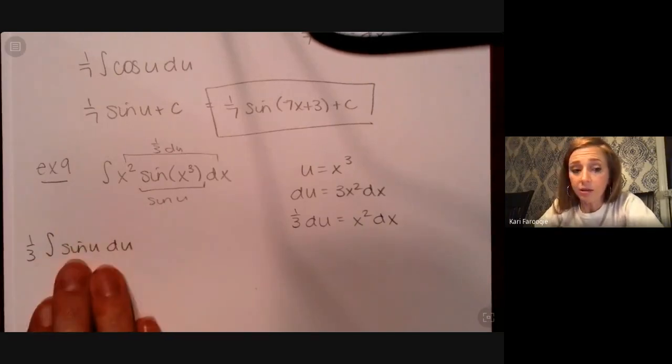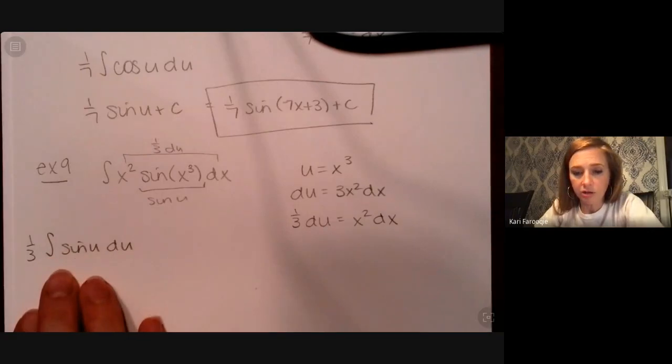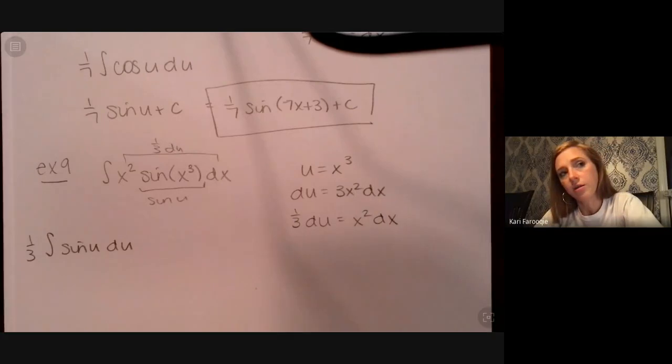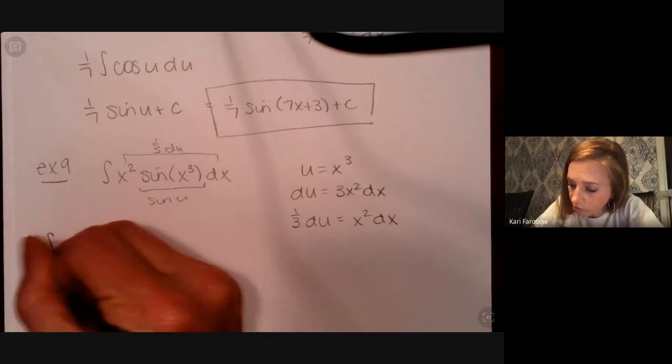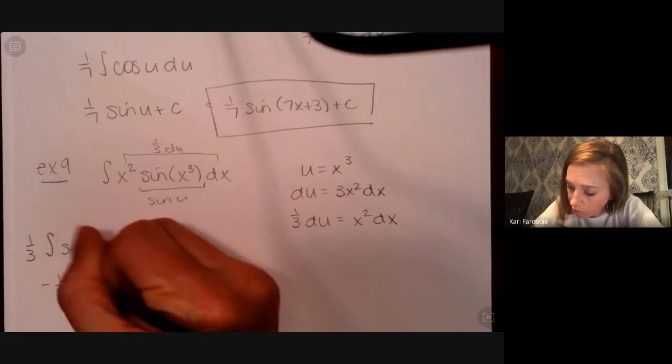Okay, now sine needs to be the function that is your derivative. So sine is the derivative of negative cosine, because the derivative of cosine is negative sine. So your original function was cosine u, but negative.